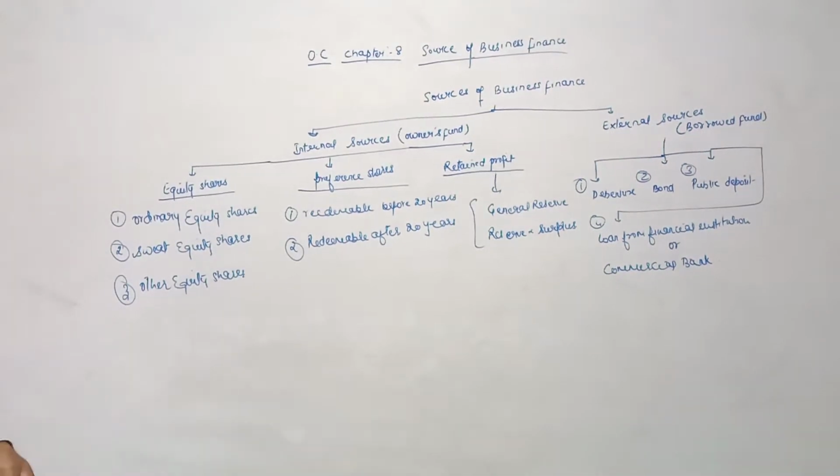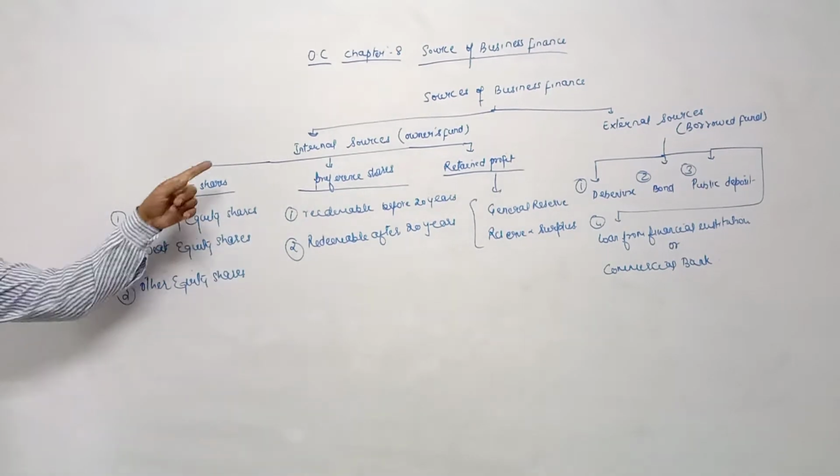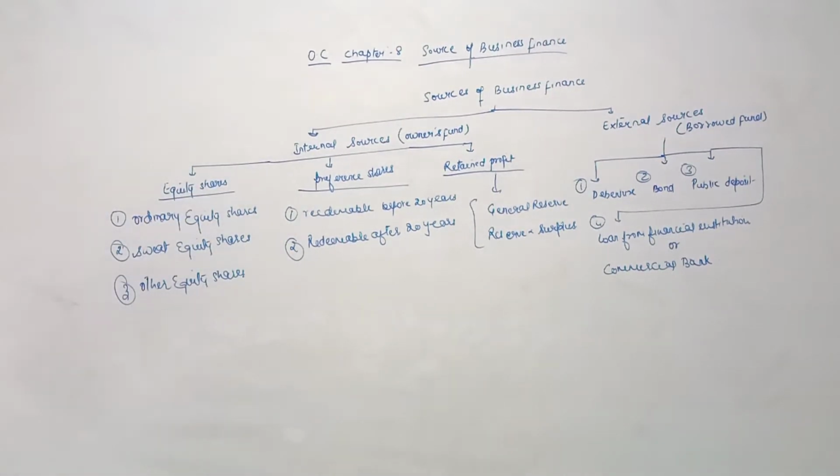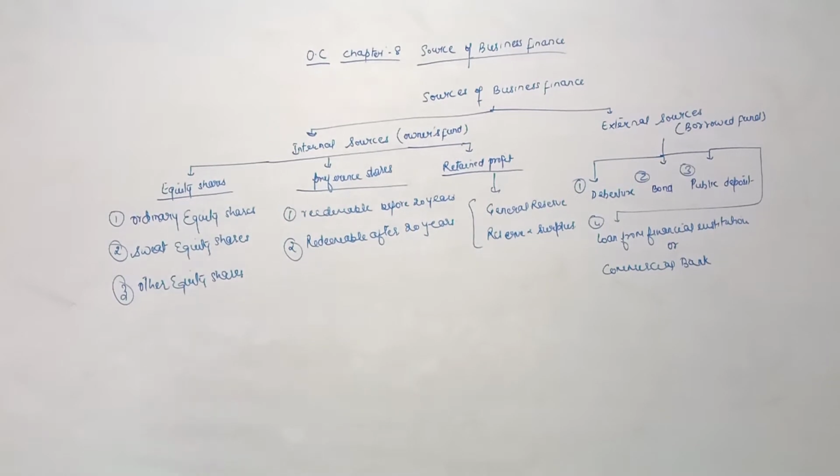The source of business finance: here the whole chapter has come. Internal sources and external sources. Internal sources is also known as owner's fund and external sources is also known as borrowed fund. Internal sources or owner's fund is of three types: equity shares, preference shares, retained profit. And external sources means borrowed fund. It has different types: debenture, bond, public deposit, loan from financial institution or loan from commercial bank.